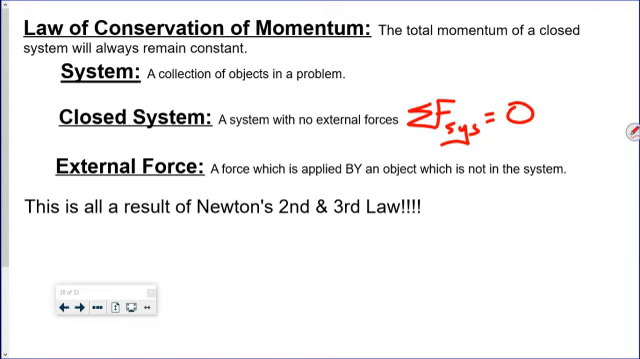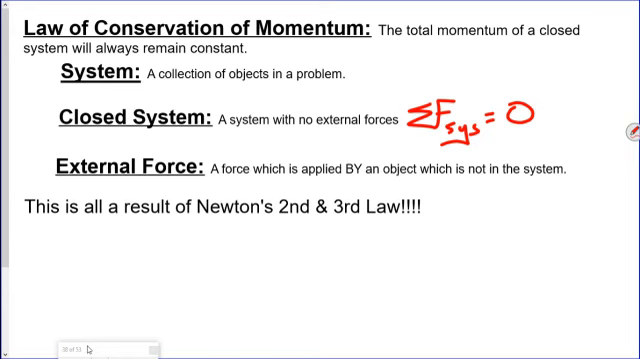So what do we mean by external forces? Well, remember that just means a force that is applied by an object that is not in the system. Okay. So there are a couple of ways of thinking about this. In terms of the third law, it's this. So suppose I've got a system that consists of objects 1, 2, and 3.